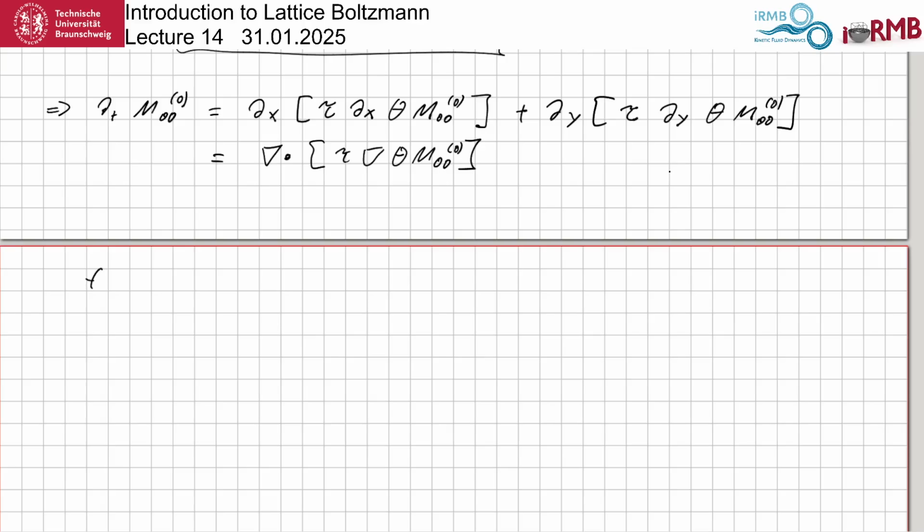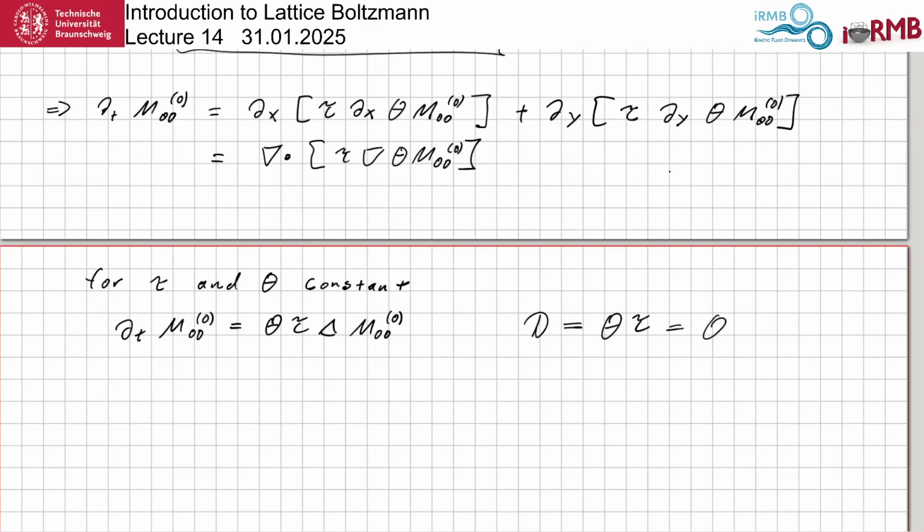So let's say for simplicity, tau and theta constant, we get to our actual model, namely dt M00 to the zero order would be theta tau, the Laplace operator on M00 to the zero order. And this is the equation that we want to have when we say that the diffusion coefficient is theta times tau, and this is equal to theta times 1 over omega minus 1/2.